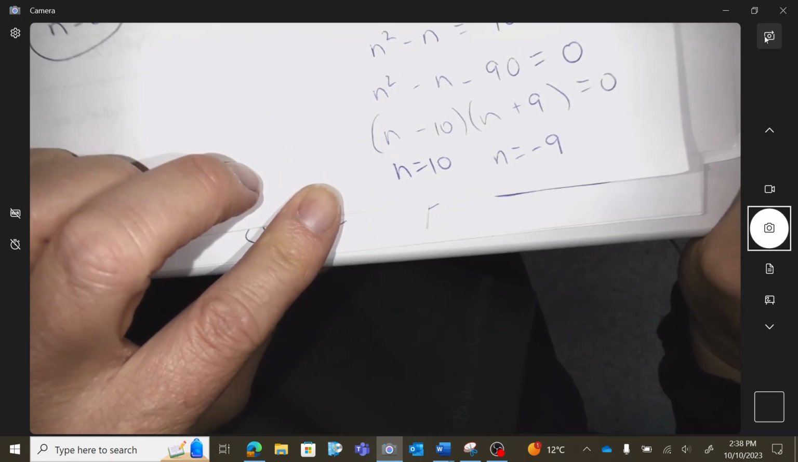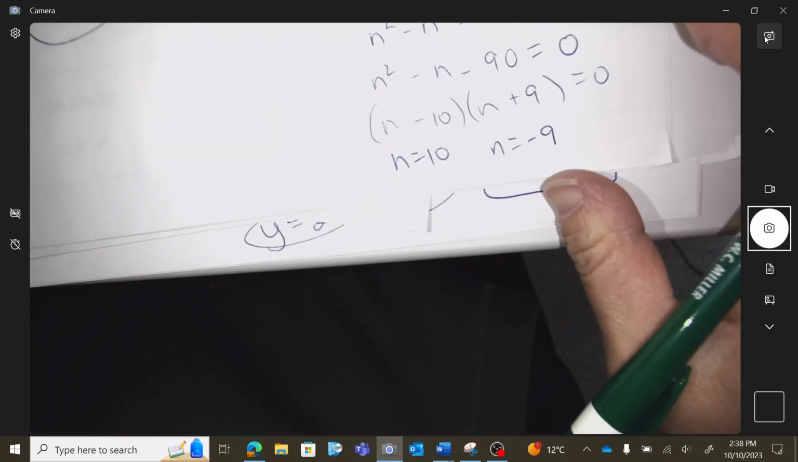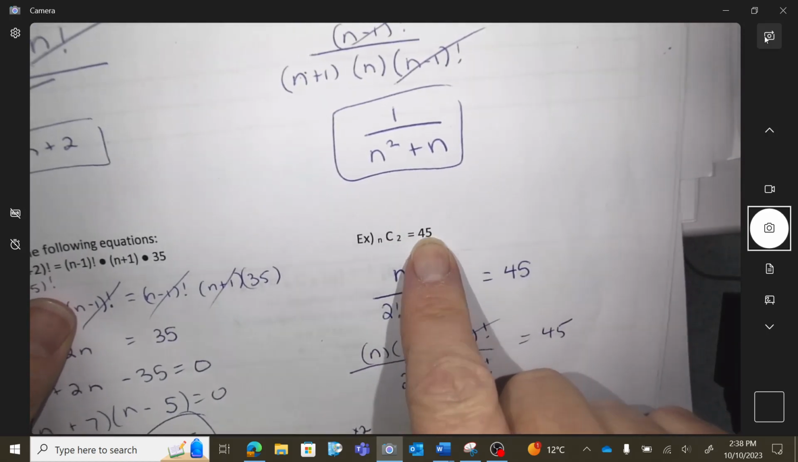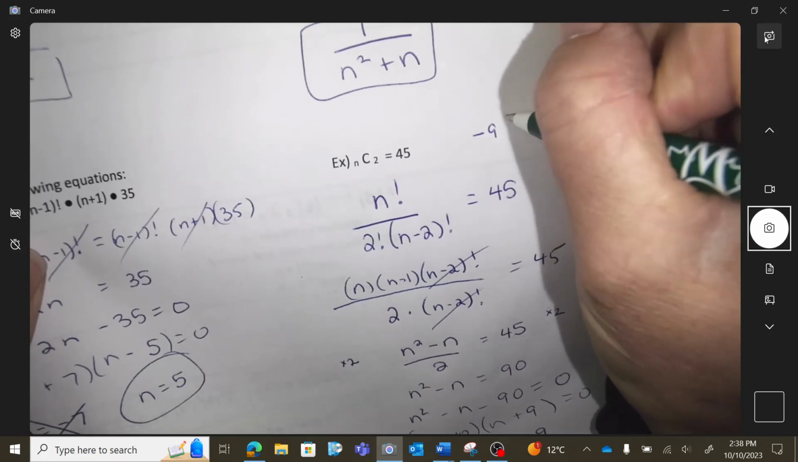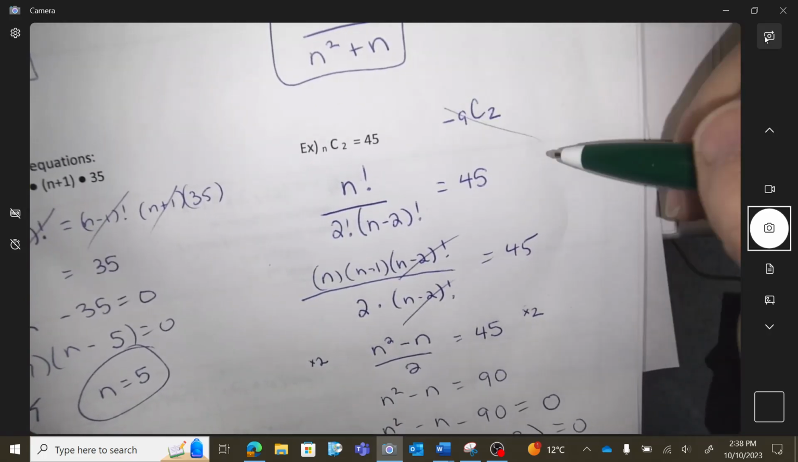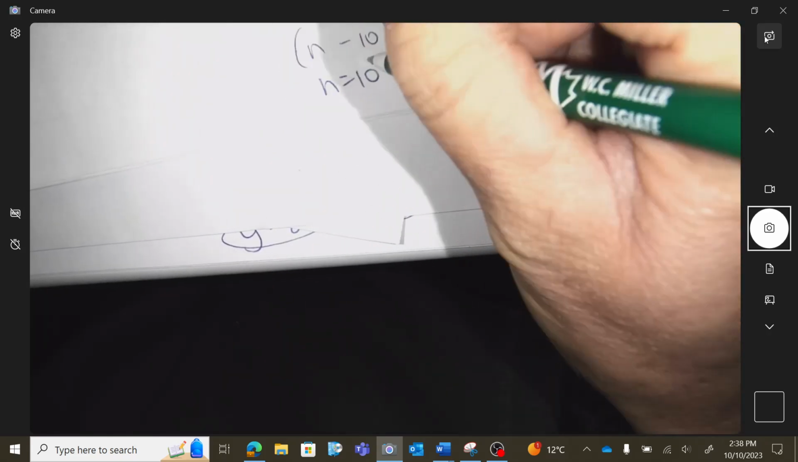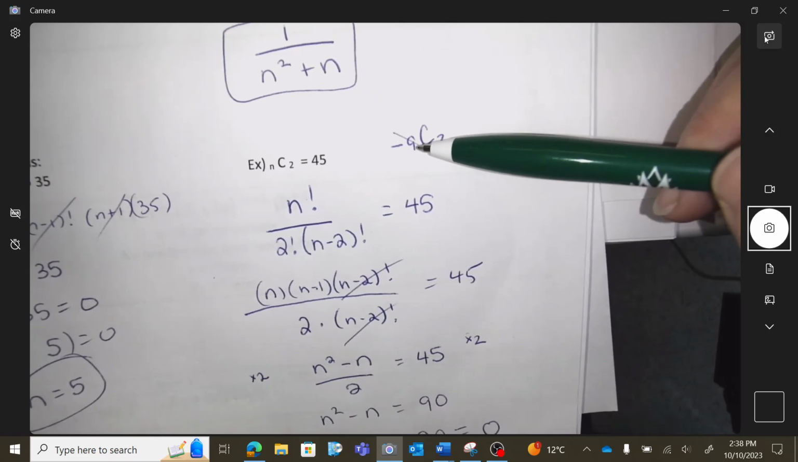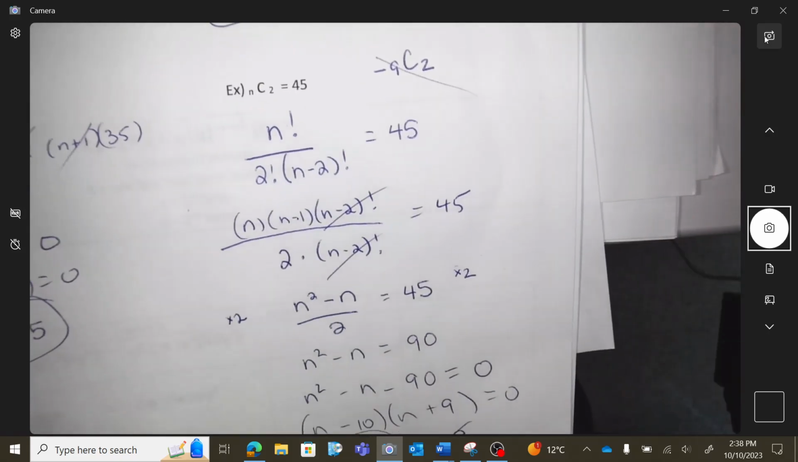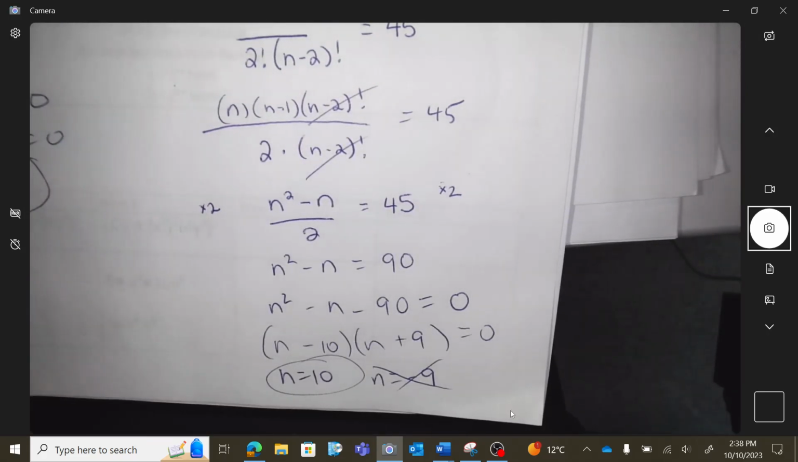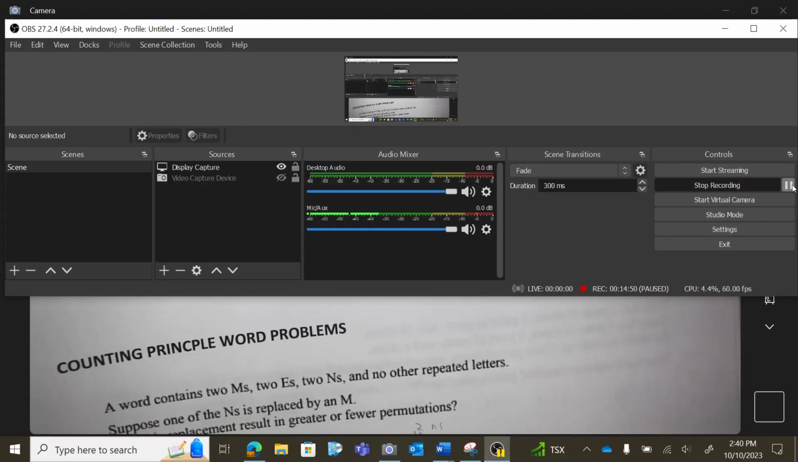Okay, now with this unit you have to be careful just to think about this. 10 choose 2, that makes sense. -9 choose 2, can that be possible? No. This one can't be smaller than that one, right? Can't be smaller. Okay, I'm going to do a couple in your notes maybe with you.